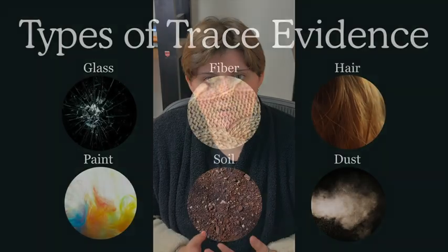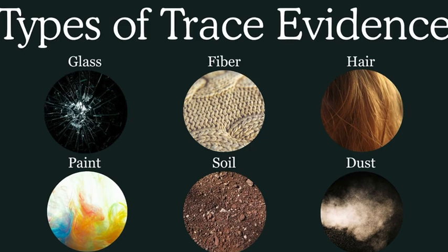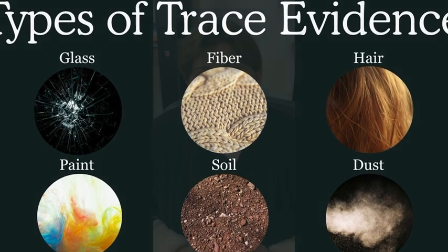What are the types of trace evidence? There are many types of evidence, including but not limited to glass, fibers, hair, paint, soil, and dust. Today, let's take a deeper look into hair and fiber. Hair is one of the most common and useful pieces of trace evidence found at a crime scene.